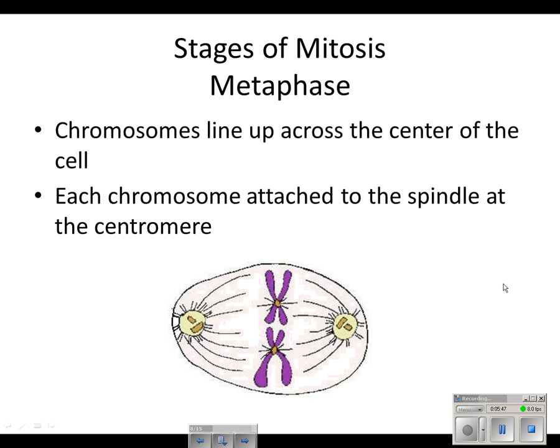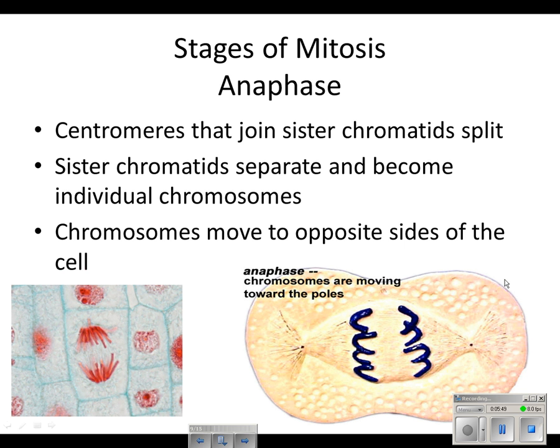The next phase is anaphase, where the centromeres that join the chromatids actually split so that the sister chromatids can separate and become individual chromosomes. So we can see that here. And the chromosomes then start to move to opposite sides of the cell. This would be our cartoon rendition, and this is actually under a microscope in a plant cell. So you can see that the chromosomes are actually being pulled to opposite poles of the cell.